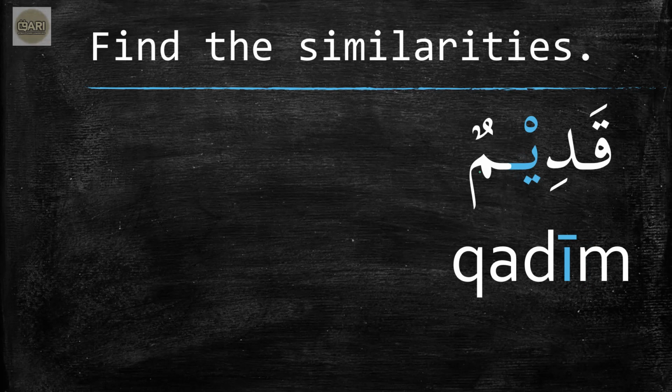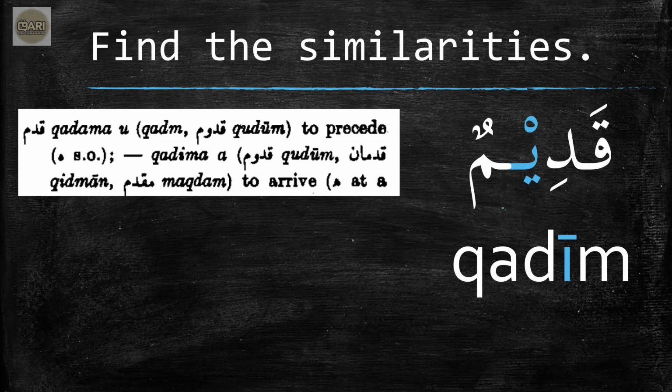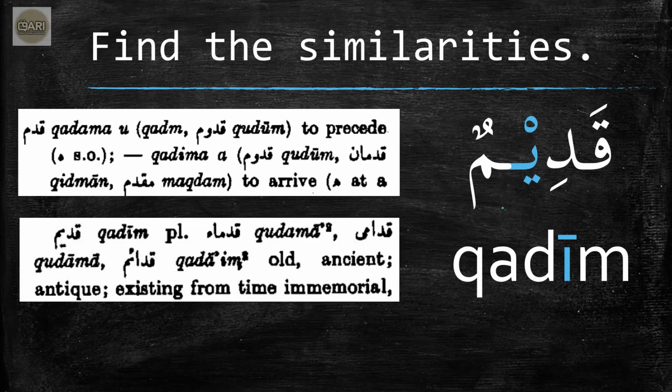Qadim. Q, D, M. Qaf, Dal, Mim. If you have the A for the fatha, the I for the kasra, the macron for the elongation. Qadama means to precede, to come before. If we want to describe something as coming before, then we'll describe it as old, ancient, antique.